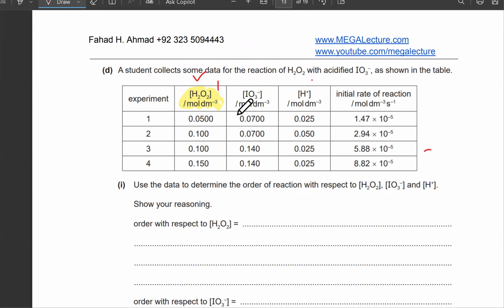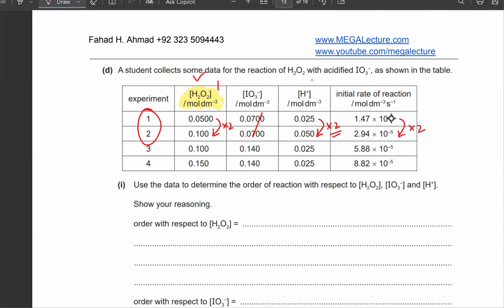So for example, if I compare experiments 1 and 2, the concentration of H plus 1 doubles, right? Is that clear? Yes. IO3 minus 1 is not playing any role. And the concentration of H2O2 also doubles, right? Now the thing is, I know exactly what this will do. It's order 1, so if its concentration doubles, the rate of the reaction should double as well. Is that clear? So if I double 1.47, that's going to give me 2.94. Is that clear? Yes.